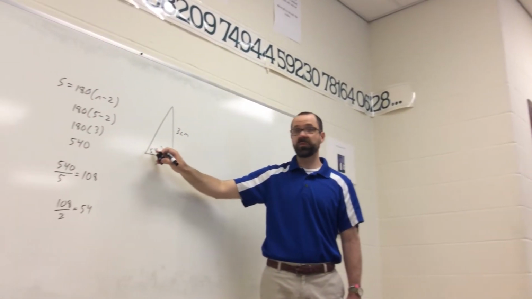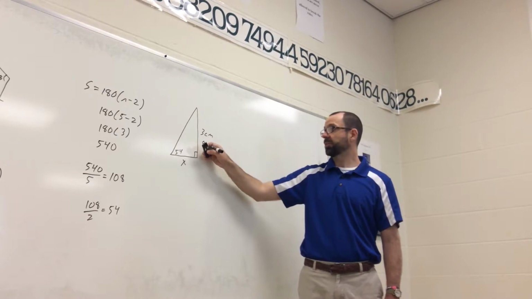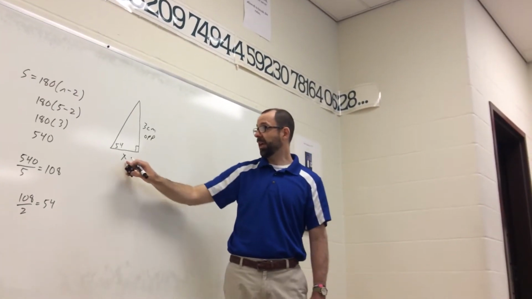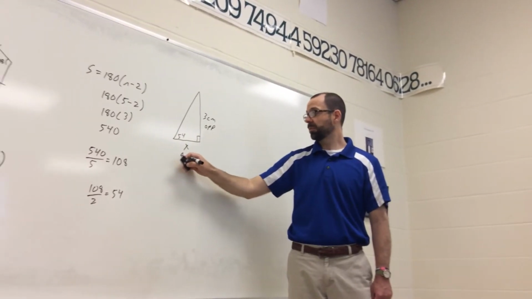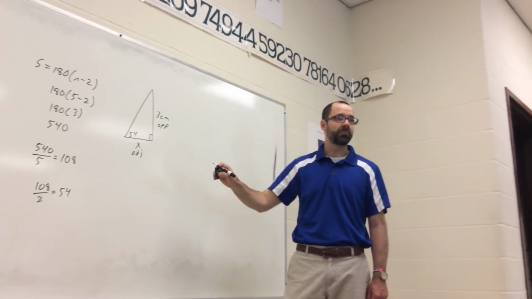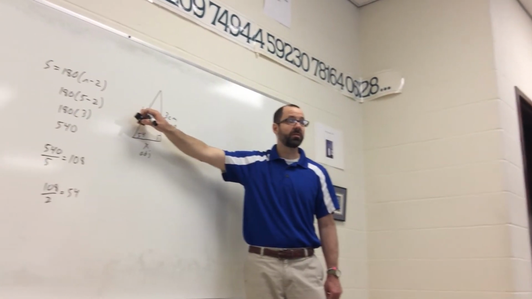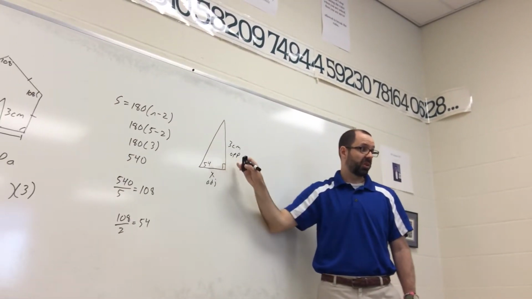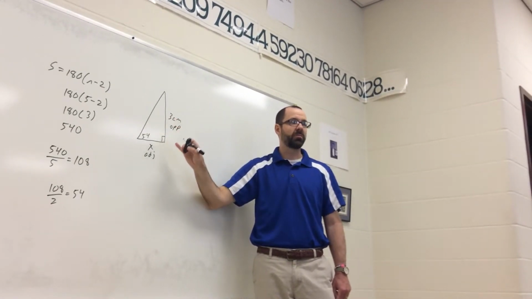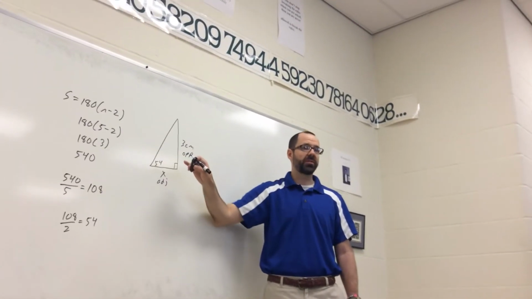Three is across from 54, so it's opposite. And x is next to 54, so it's adjacent. What's this side called? Hypotenuse, because it's across from 90, right? We don't need it on this problem, that's why I'm not labeling it. But just as a reminder, that's called the hypotenuse.